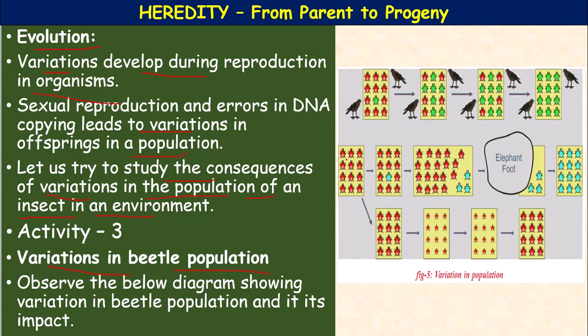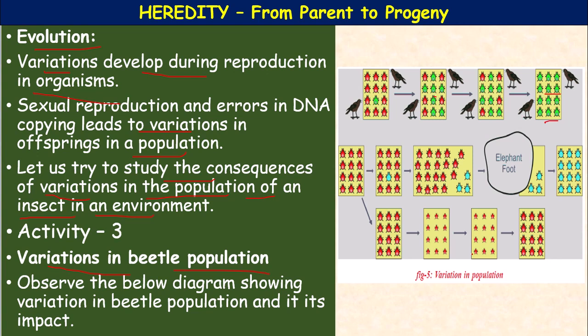So, here the beetles are reddish in color and green in color. These are the birds which attack and kill these beetles. Red color beetles they can easily identify and they start eating them. So, the red beetle population decreased, then the green color population increased. Finally, after a few generations all the beetles become green, as you can see here.